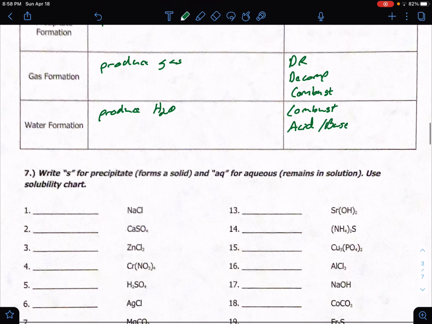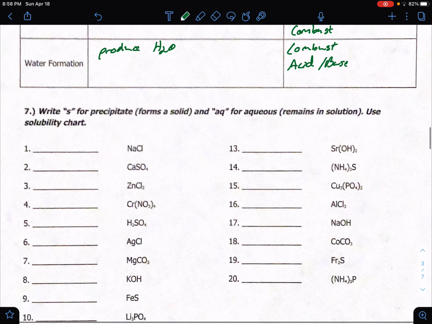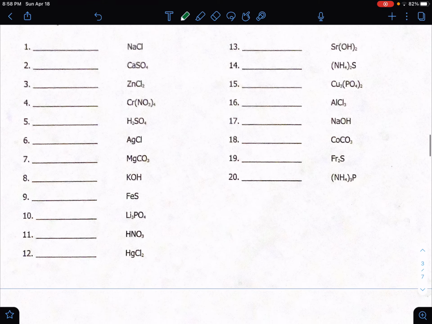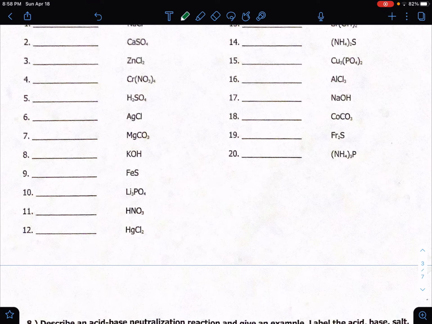Number 7, write S for precipitate, forms a solid, or AQ for aqueous, remains in solution. So this is your Cashania. We're going to touch base on this. Cashania: C-A-S-H-A-N and Gia. This is something you really need to know.